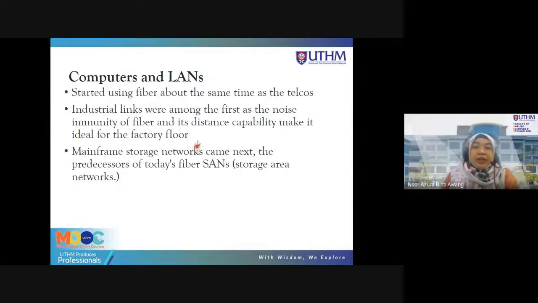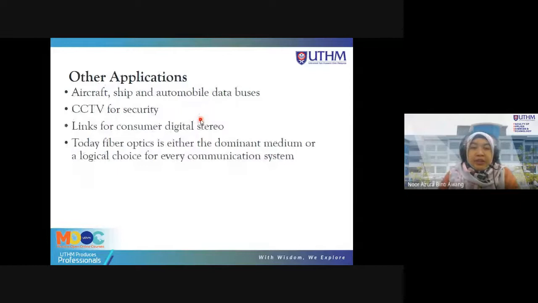Mainframe storage network connections: the predecessor of today's fiber is SAN, which we call the storage area network. Other applications were already taught by the lecturer. First, we have medical, telecommunication, and oil and gas companies. We also have aircraft, ship, and automobile data buses, CCTV for security, and links for consumer digital stereo. So today, fiber optics is either the dominant medium or a logical choice for every communication system.